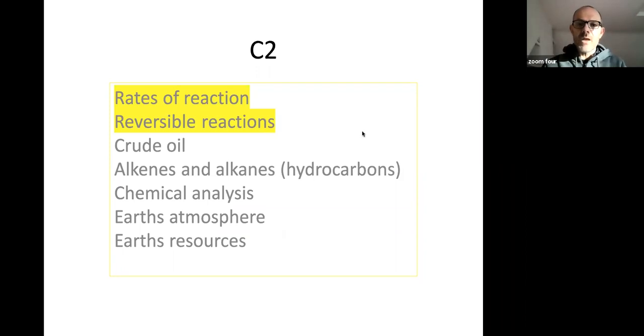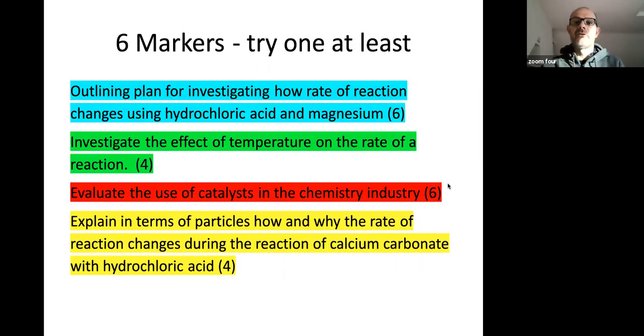Now, this is the last slide. I know it's the second one, but it's also the last slide on these slides. Myself and Mr. Timmins would really like you to try one of these 6 or 4 markers. I've arranged them in order of difficulty because at the end, I am going to structure the first 6 marker. I'm going to show you what it needs to have in it. I'm not going to tell you the answer, but I'm going to say it needs to contain these things. So that's a supported answer.